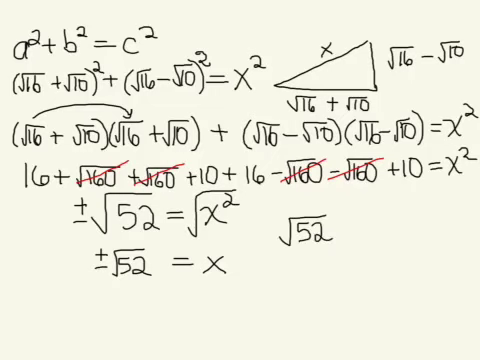However, it's asking us to simplify that, and since 52 factors into 4 times 13, that would mean that that 4 can come out of the square root as a 2, and so it would be 2 square root 13. And in this case, they gave us that the lengths were in inches, so you want to make sure that you include that in your answer as well.